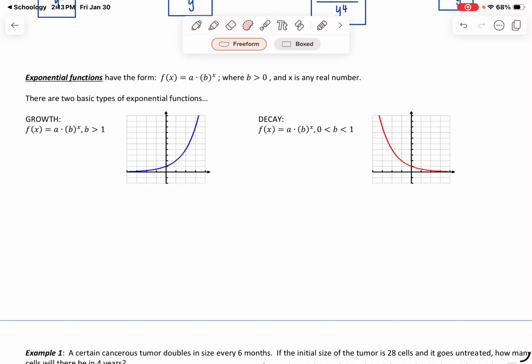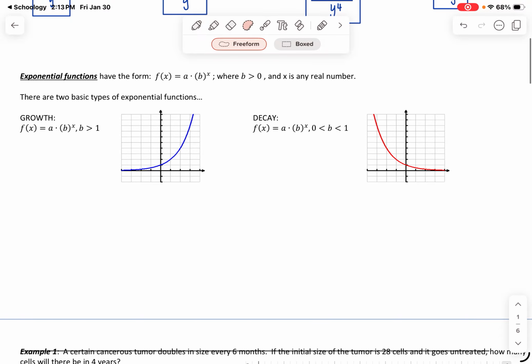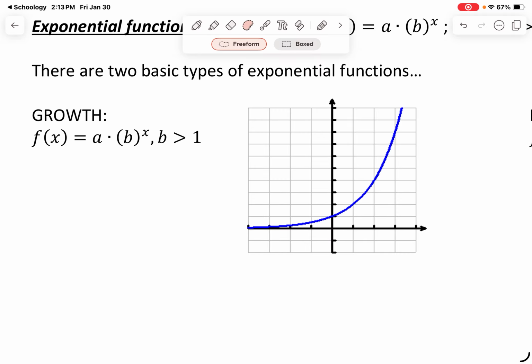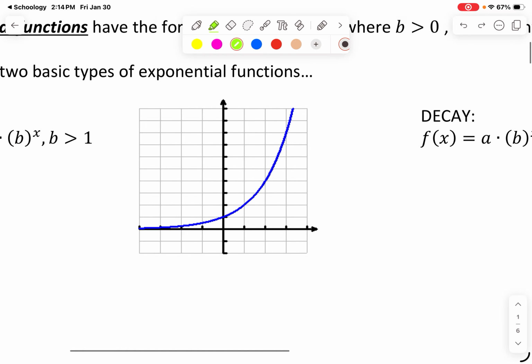Okay, so there are two basic types of exponential functions. We have exponential growth. So here is what exponential growth looks like. If you look from left to right, it is increasing, right? So as your x values increase, looking left to right, your y values increase. The equation is going to look like y equals a times b to the x, and that b value is going to be greater than 1. So this value right here is going to be greater than 1. Okay? And that's what exponential growth is.